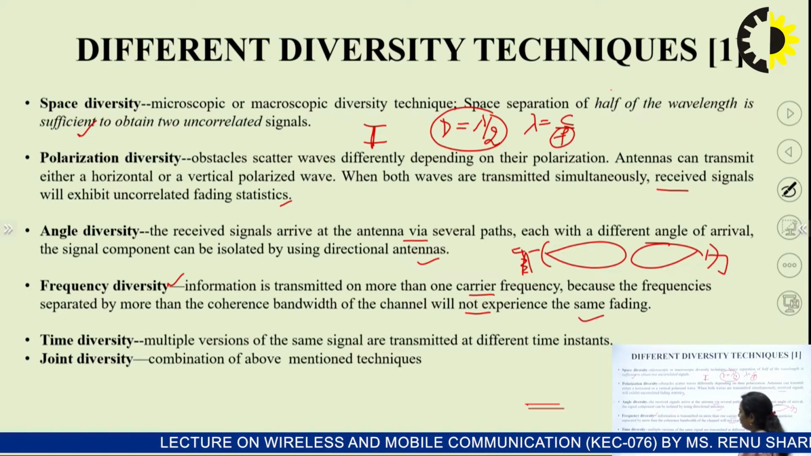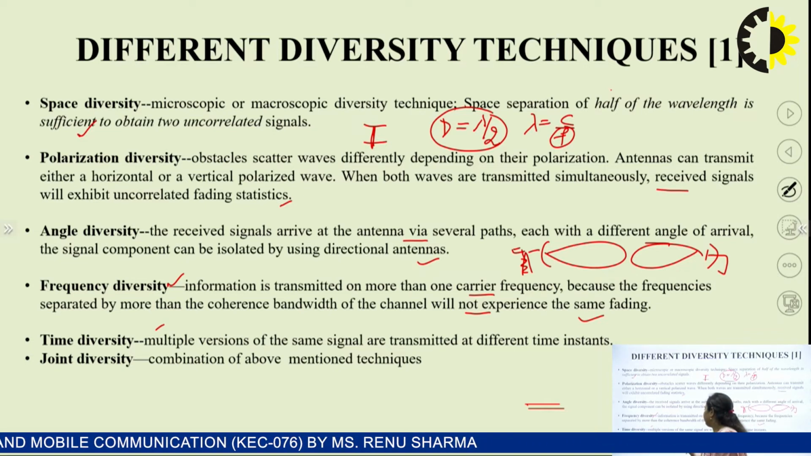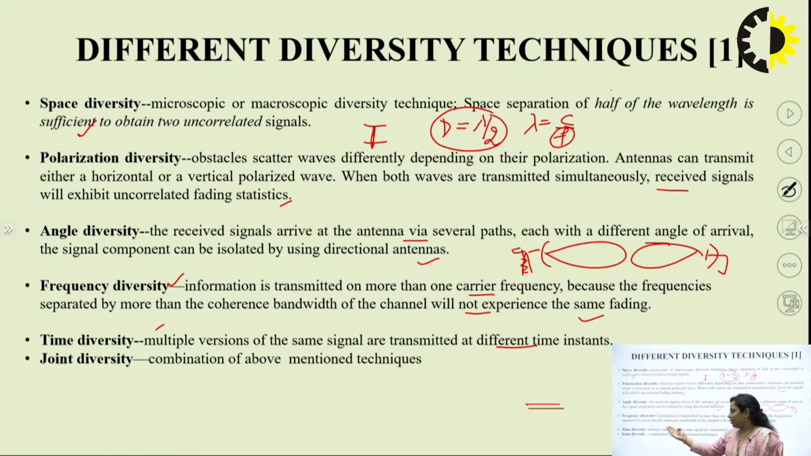Next one is the time diversity. Multiple versions of the same signal are transmitted at different time instances. So what is the main difference between frequency and time diversity? Let's say there is only one signal that you want to transmit, and you are generating different versions of the signal by considering different time instances. That is the time diversity, and when I am considering different frequencies, then that is known as frequency diversity. Next one is joint diversity.